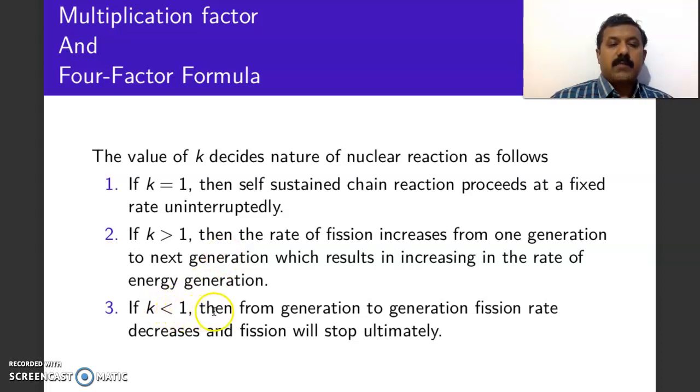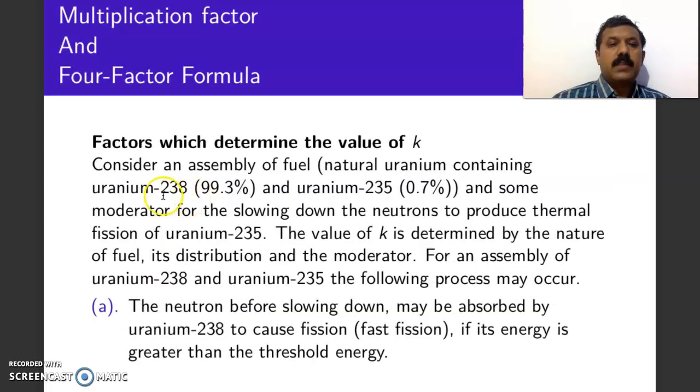If K is less than 1, from one generation to the next generation, you will see that the rate will decrease and fission will stop ultimately. In order to shut down the reactor, we use this principle. That is why this K plays a prominent role in the operation of a reactor. We'll see the factors which determine the value of K.